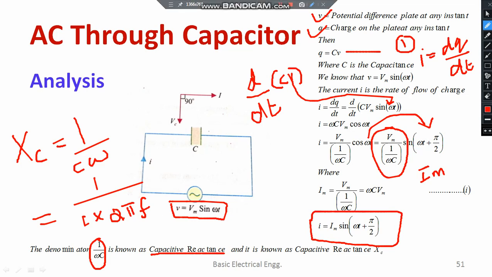The capacitor offers a resistance in an AC circuit that opposes the movement of current due to the presence of capacitance. The reactance offered by the capacitor is called capacitive reactance. Of course, it blocks DC. Why? Because for DC the frequency is 0. So 1 by C into 2 pi into 0 means 1 by 0, which is not determined. So definitely we can say that DC may not flow. A capacitor blocks DC.